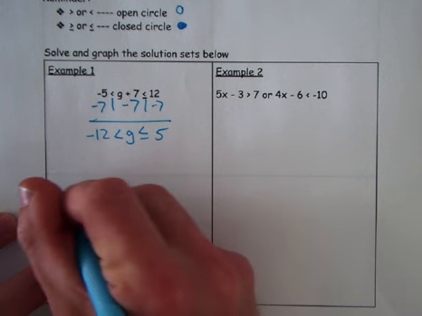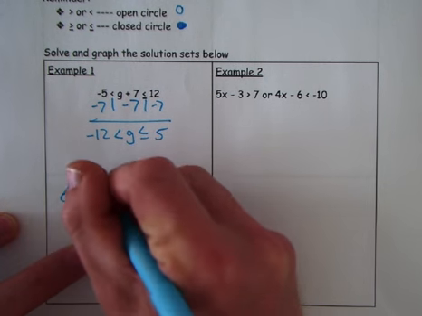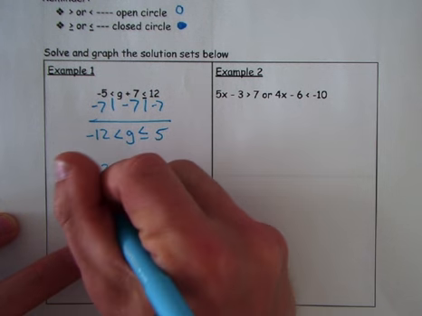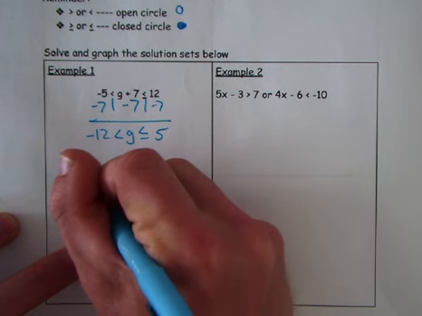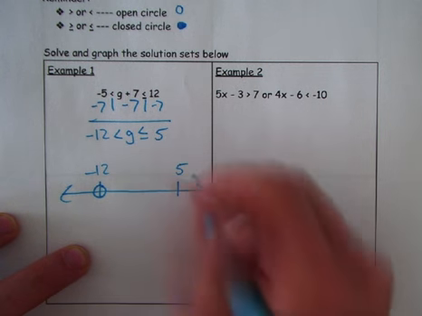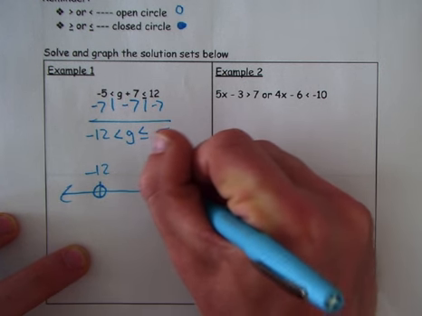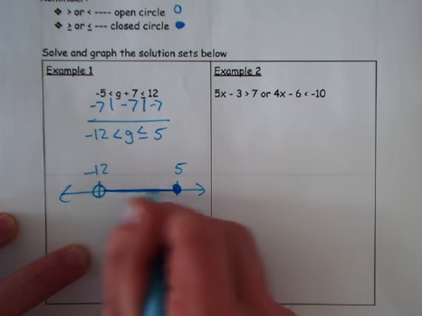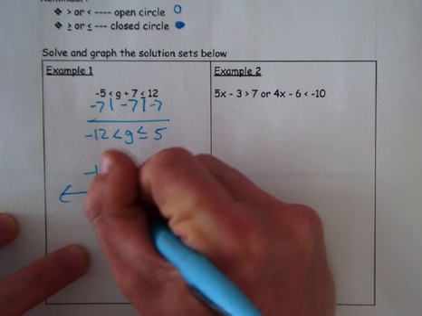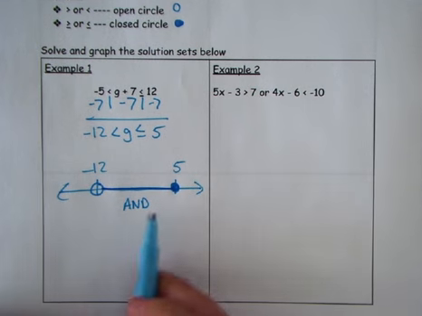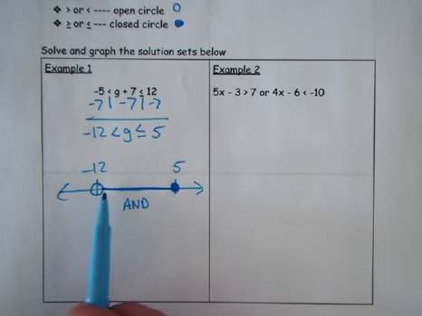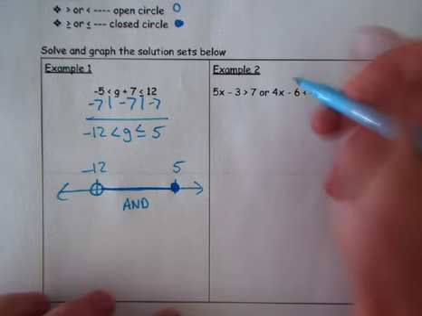Let's graph that. Make our line. We got negative 12. We got 5. Now, negative 12 is less than, so that means it's going to be an open circle. Here we've got less than or equal to, that means it's a closed circle. And we're going to shade in between. This is an and situation, right? And so g is greater than negative 12 and less than or equal to 5. It's shaded in between like a sandwich.